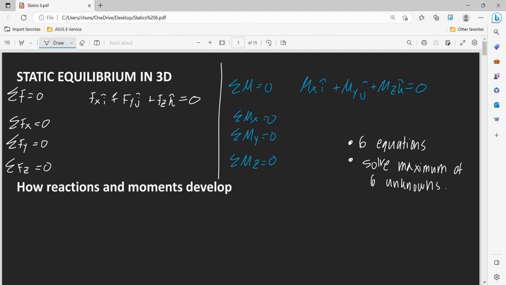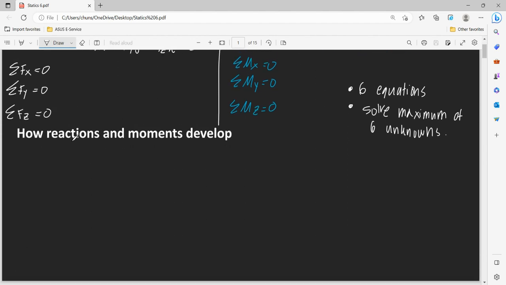Okay, we're going to do a bit of a recap about how reactions and moments develop. So we talked a little bit about this in our previous lecture using the 2D problems. So in this video, we'll cover how moments and our forces in a 3D space contribute to all of this.